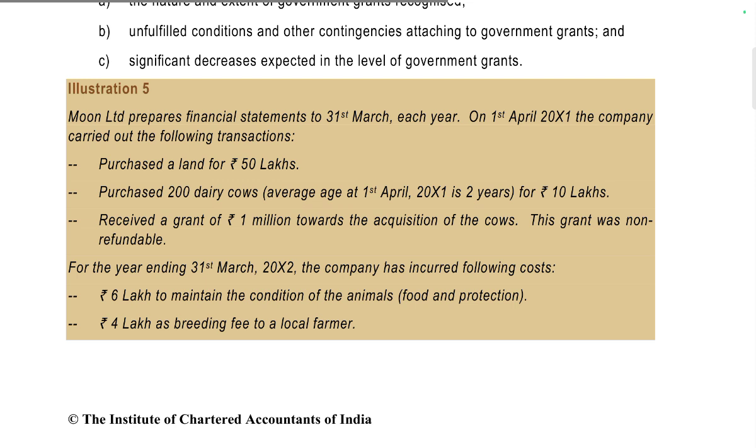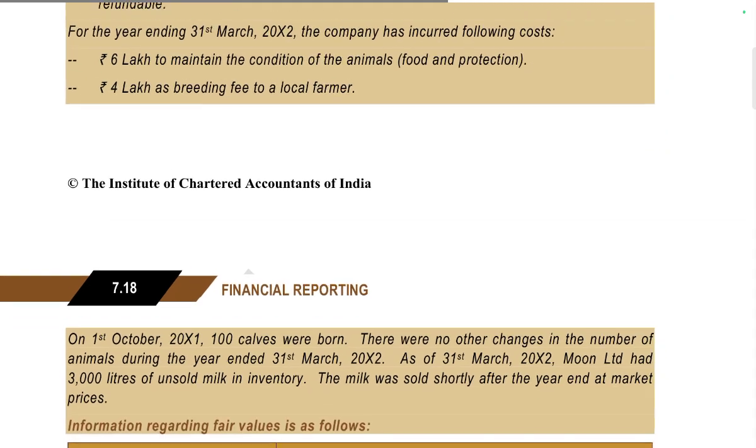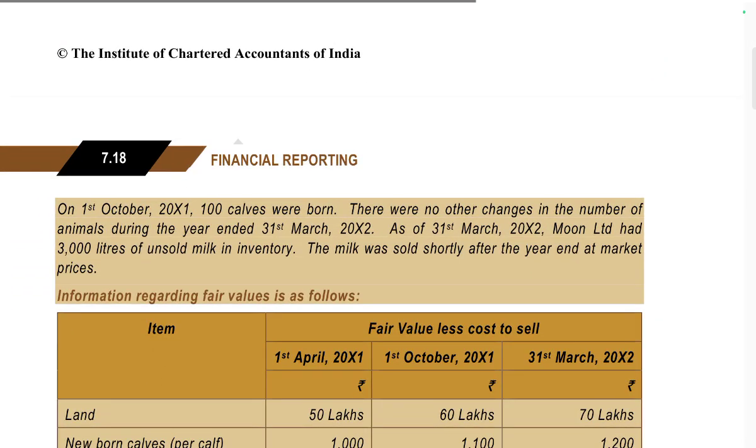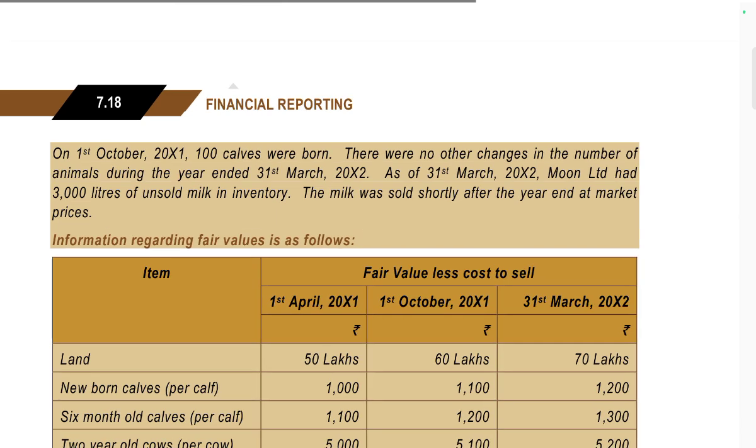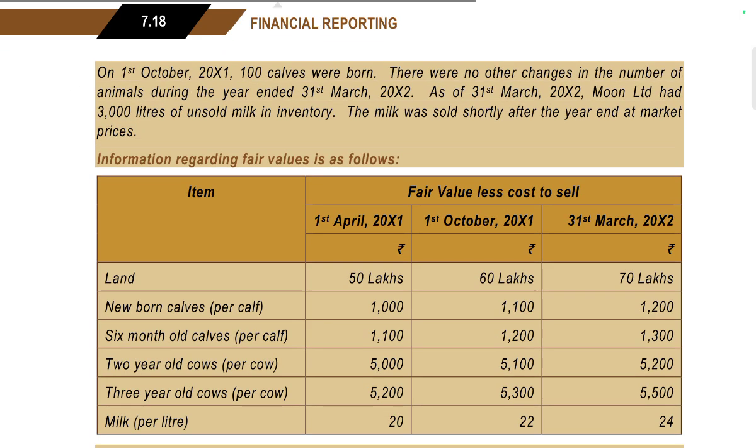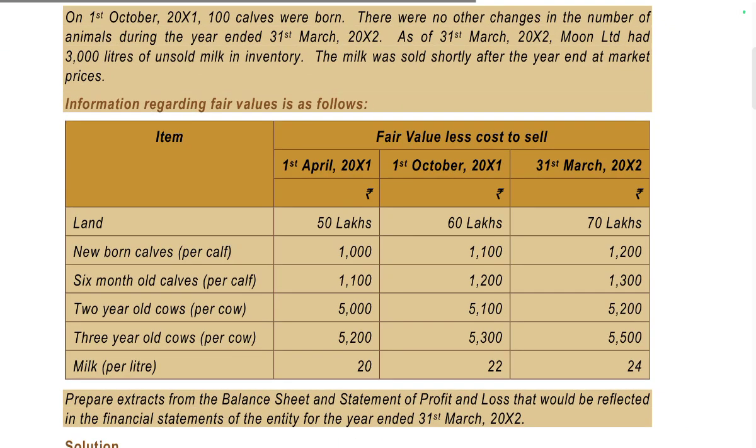By 31st March, the company incurred the following costs: 6 lakhs to maintain the animals for production, and 4 lakhs as a breeding fee to a local farmer. In October, 300 calves were born. There were no other changes in the number of animals during the period. The milk is sold shortly after the year end at market prices.